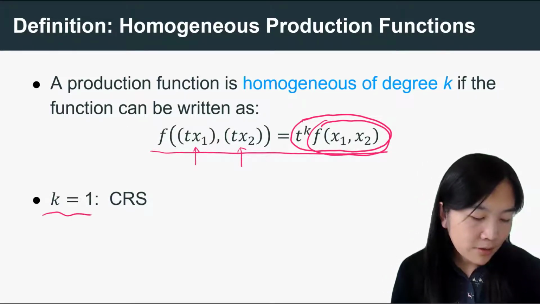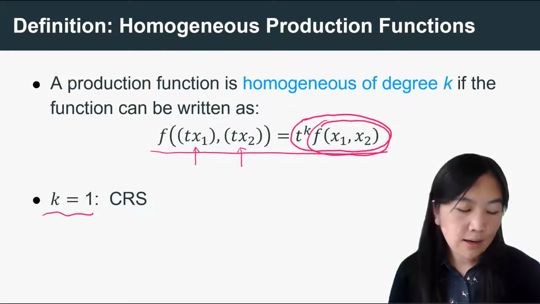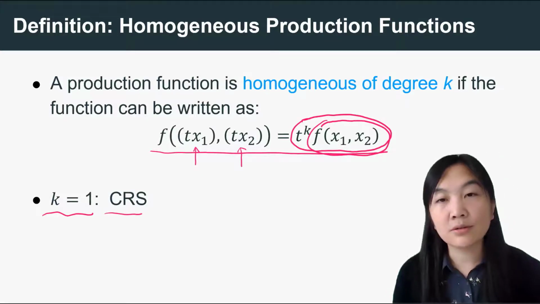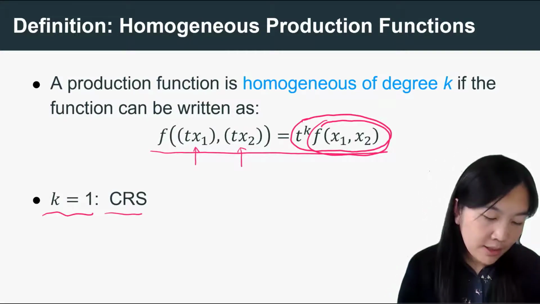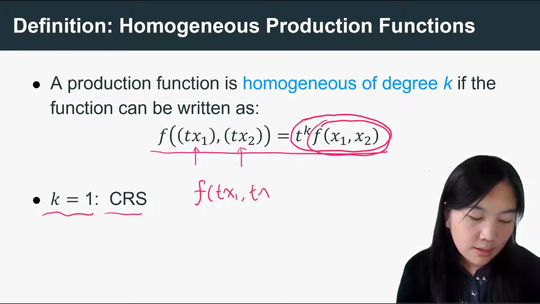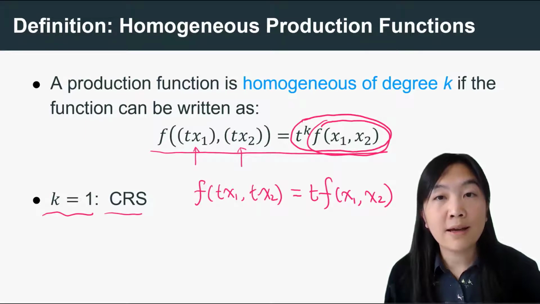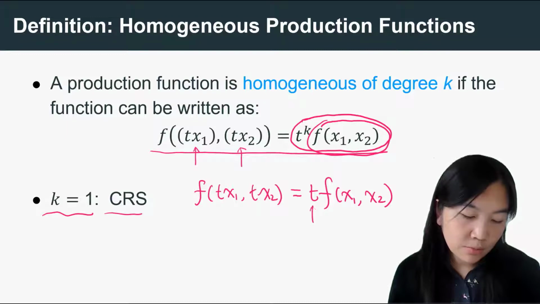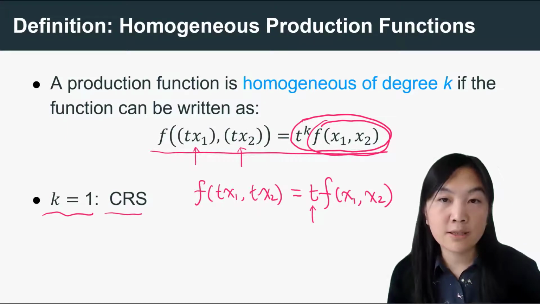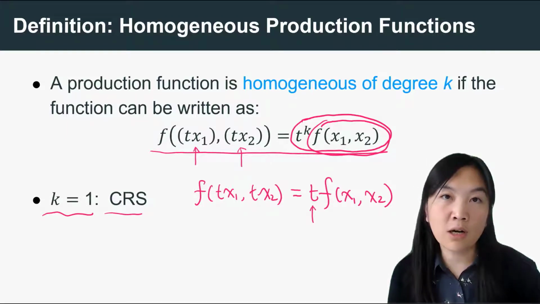So there's a very special case when k equals 1, and we are having constant returns to scale. And why is that? So basically, when k is equal to 1, this function is saying that if you increase your x1 and x2 to tx1 and tx2, then your output is going to be increased by t times as well. So if you double your x1 and x2, your output will be doubled.